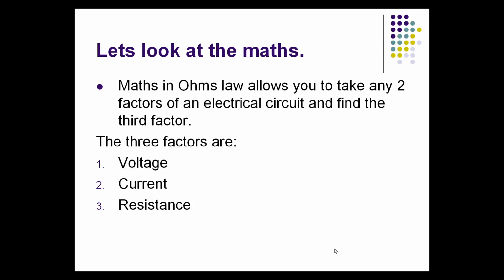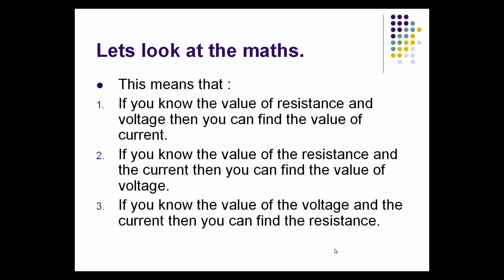So the maths behind Ohm's Law allows you to take any two factors of an electrical circuit and find the third factor. The three factors of an electrical circuit are voltage, current and resistance. So if you know the resistance value and the voltage value of the circuit, then you can find the value of the current. It also means that if you have the resistance and the current values, you can find the voltage. And of course, if you have the voltage and the current, then you can find the resistance values for the circuit.